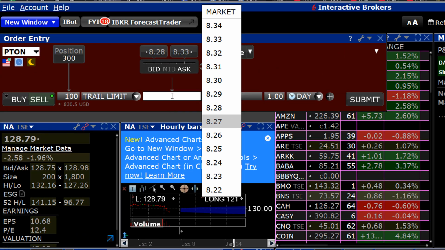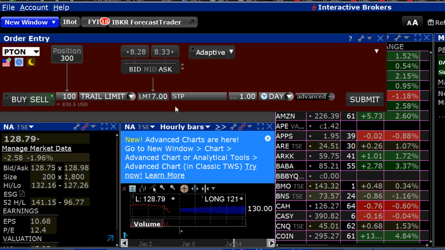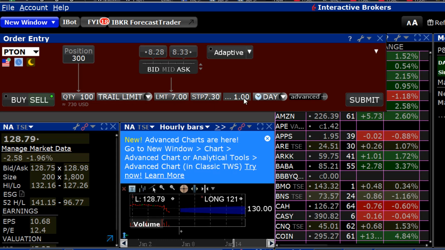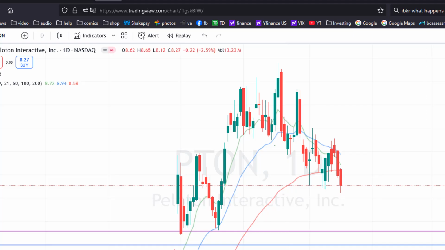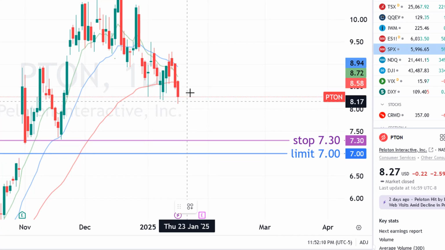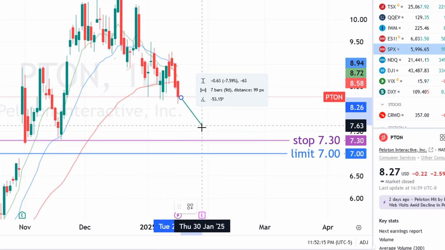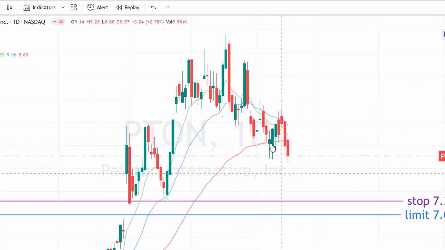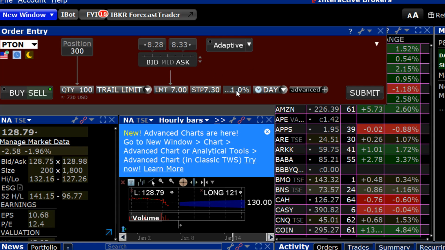So for LMT, I'm going to type in $7. For the stop, it'll be 7.3. And then for the trailing amount, I'm going to use a percentage. And it's going to be roughly the difference between where this share price is at now and my stop target, which is about 12%. So I usually add a couple percentage points more, especially if it's a volatile stock like this. So I'm going to choose 15% as my trailing amount.